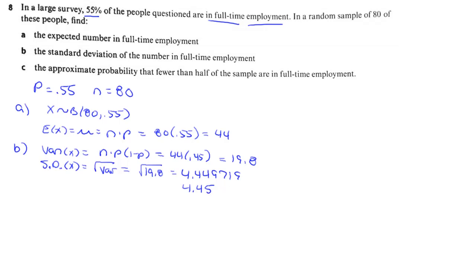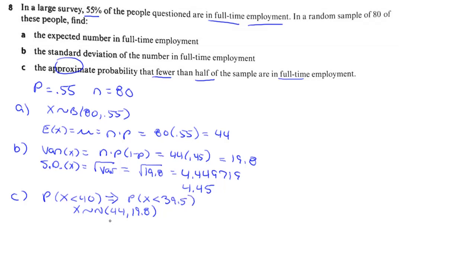Now, in part C, they want us to approximate the probability that fewer than half of the sample are full-time employed. So fewer, or approximate, we're probably going to use a normal distribution. Now, we want to find the probability that x is less than 40. If we write this as a normal distribution, well, our mean is going to be 44, and our variance is going to be 19.8. And we've got to rewrite our probability statement. We could make the continuity correction. So it's less than 40. It doesn't include 40. So we're going to pick 39.5.